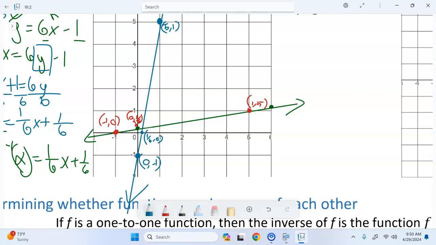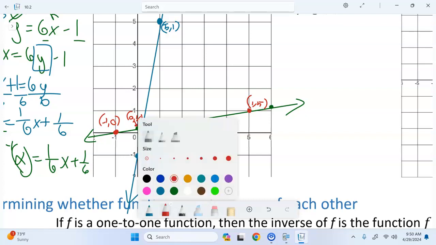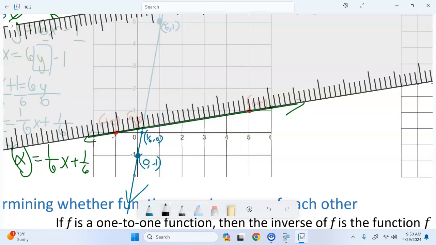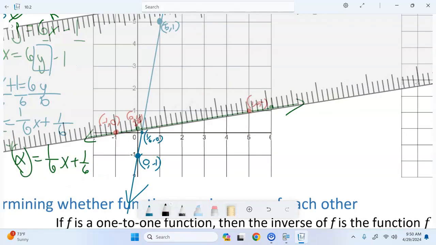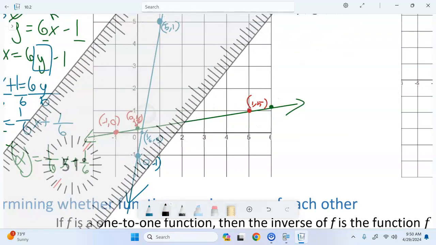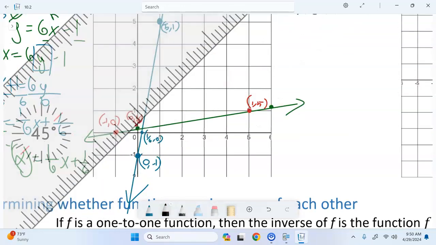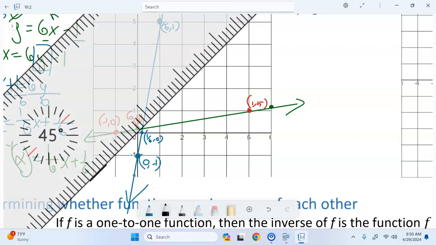So if I have the ordered pairs for one point, I can change the coordinates and graph the other function, which may be easier in this case because it's a whole lot easier to graph negative 1, 0 than it is to graph our y-intercept. Other thing that every single inverse function has is a relationship. Where's my angle? 45 degrees.